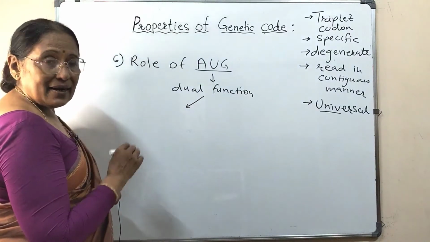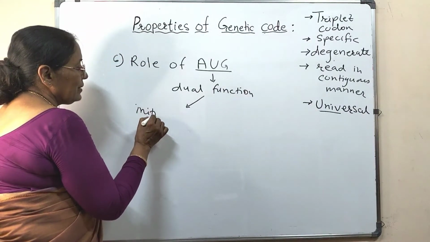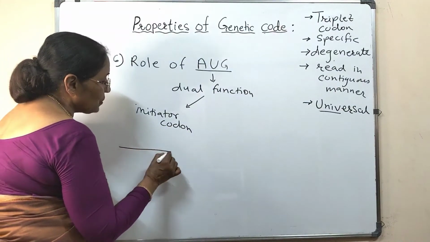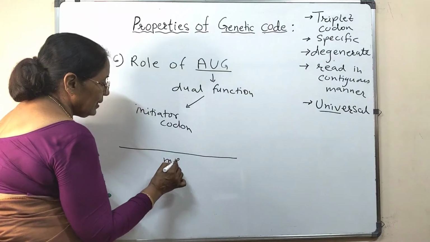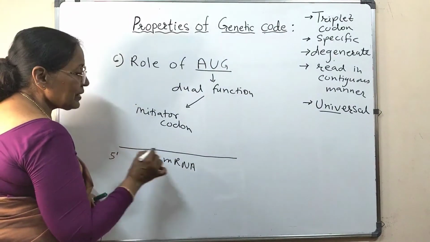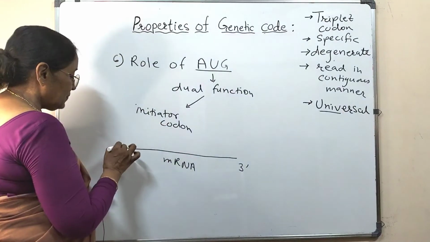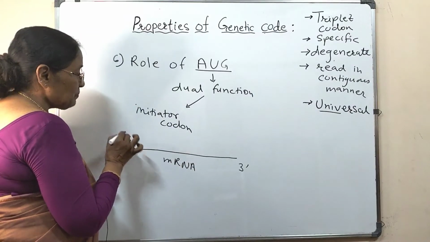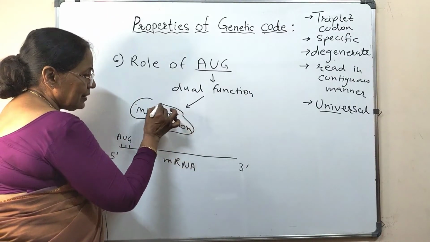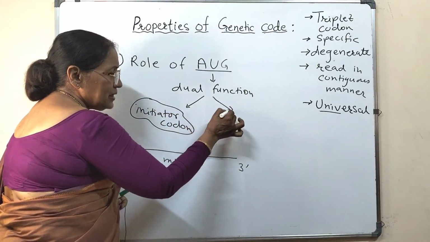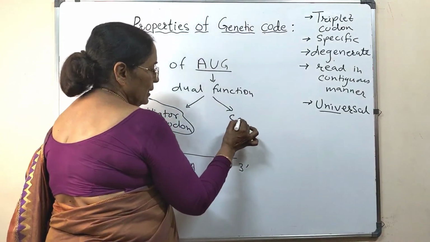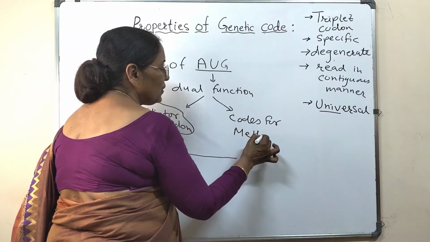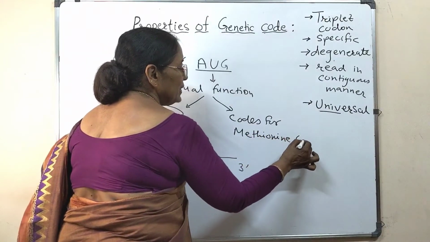The first one is that it is the initiator codon. Initiator codon means it is the first codon. If this is the mRNA and this is its 5' and 3' end, then the first codon towards the 5' end is always AUG. So this is the initiator codon. Its other function is that it codes for the amino acid methionine.